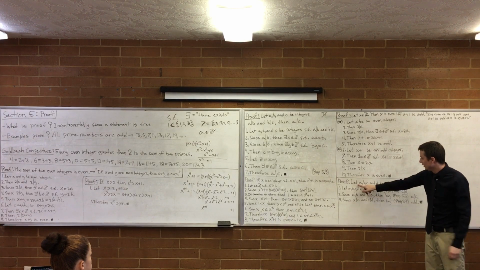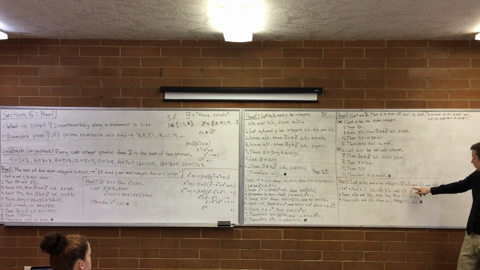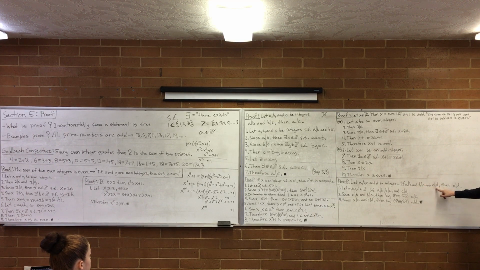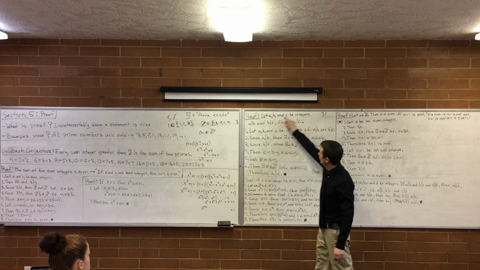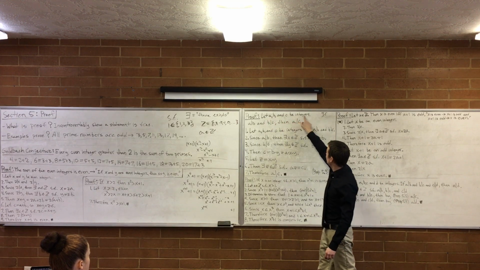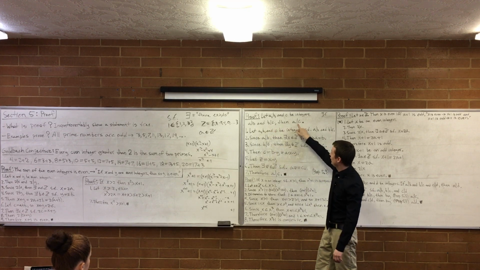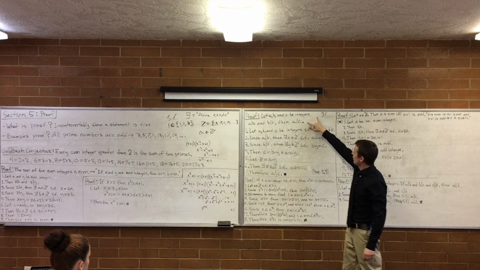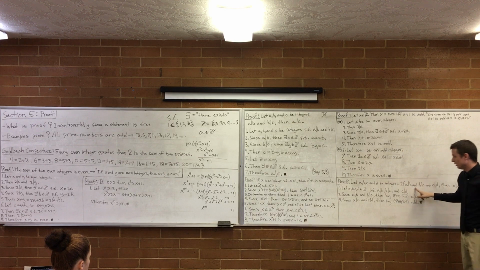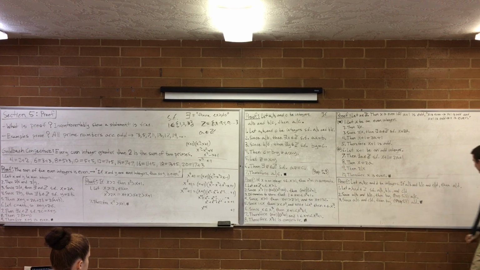What does this proof say? Let A, B, C, and D be integers. If A divides B, and B divides C, and C divides D, then A divides D. Let's look at this proposition real quick. It's basically: let A, B, and C be integers. If A divides B and B divides C, then A divides C. See how that statement and that statement are really close? This just has the D, and we're proving A divides D instead.